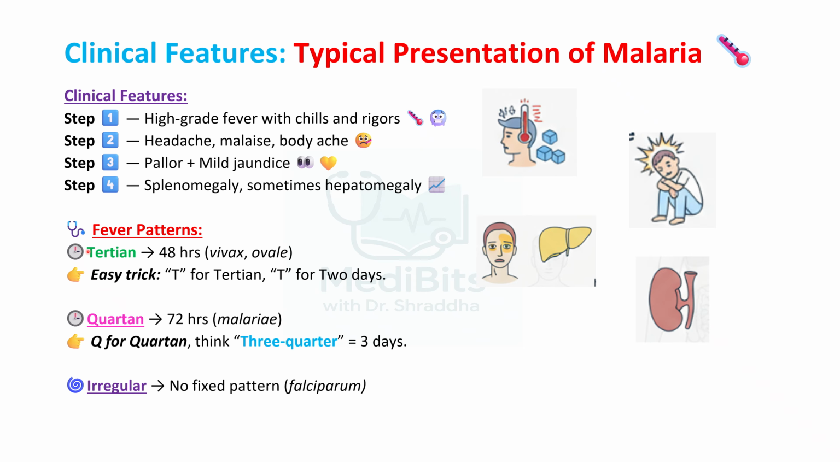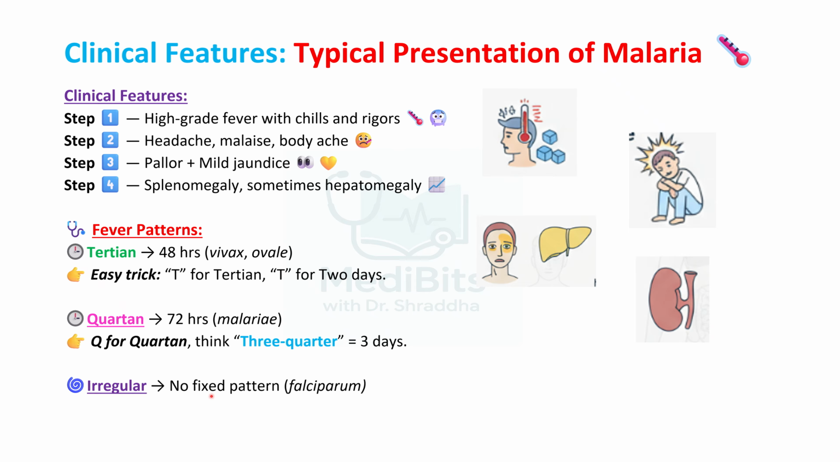Now an important part, fever patterns, which is high yield for exams and vivas. Tertian pattern is fever every 48 hours seen in vivax and ovale. Quartan pattern is fever every 72 hours seen in malariae. Irregular fever is no fixed pattern seen in falciparum.